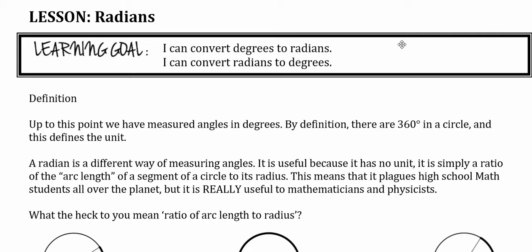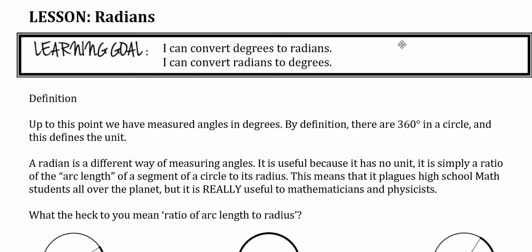So here we go. Up to this point, we've measured all of our angles in degrees. By definition, there are 360 degrees in a circle. This defines the unit. Why are there 360 degrees in a circle? Anybody know? Anybody want to guess? Come on! Learning is about taking risks. Do you have any idea?